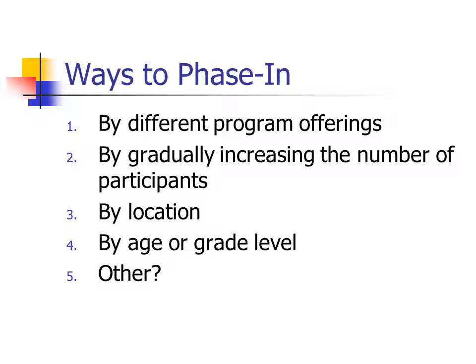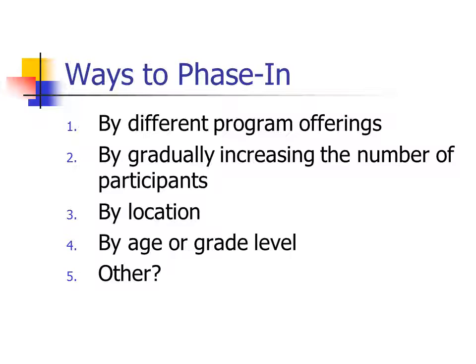You can gradually increase the number of participants. So you might start with pre-K and then add first grade and then second grade and so on, or you may do it by building. So we'll start with Midway Elementary School, then we'll add Blandy Hills, then we'll add Creekside, and so on. And I'm sure you can think of other ways to divide up the work or the project so that it can be gradually implemented.